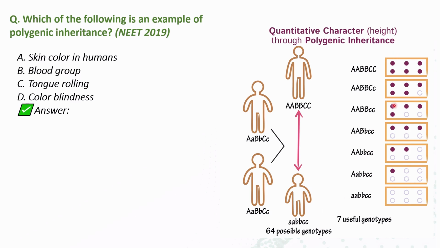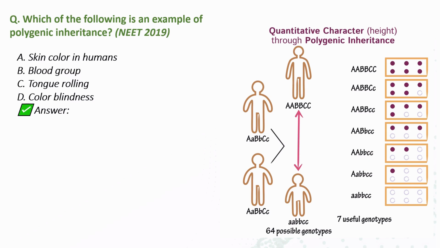Okay, here you can see the options how they have given, and how many genotypes came or were seen in the offsprings of these polygenic parents. So here they are asking about the example of polygenic inheritance. What were the options given here? Skin color in humans, blood group. Can you say that blood group is the right answer? Why? Because normally if we think, blood group is also due to different genes, right? Okay, another thing, tongue rolling. No, no, no. Color blindness.